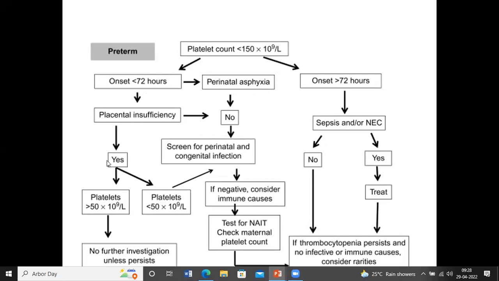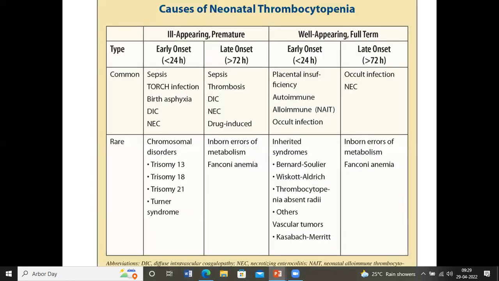If placental insufficiency was there, look at whether the platelet count is more than 50,000 or less than 50,000. If it's more than 50,000, nothing much needs to be done, and it usually resolves quite well. If the platelet count is less than 50,000, look for infections, look for immune-mediated destruction of platelets and other rare conditions as well. If the onset is late, look for sepsis, NEC or DIC, etc., and treat accordingly. So this is basically the chart that we just discussed.